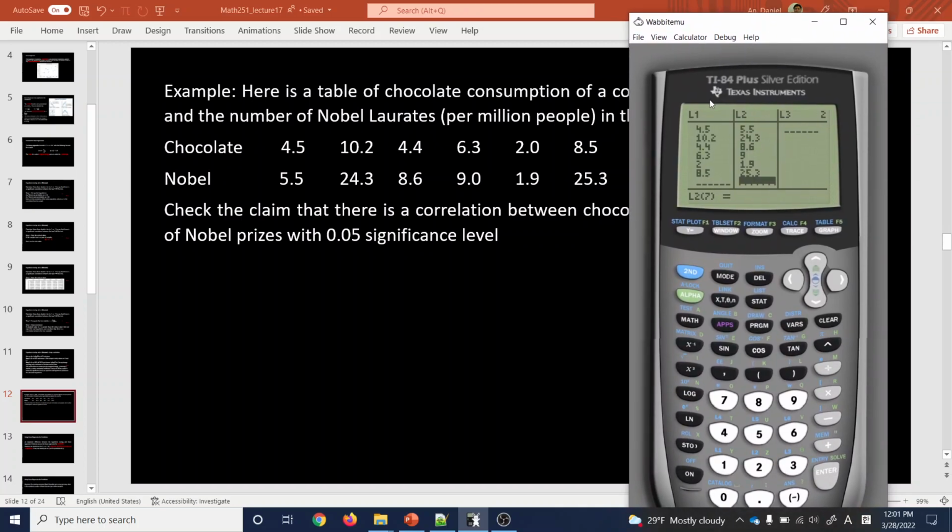Yeah. I wonder what United States average is. That's a lot of chocolate. Okay.